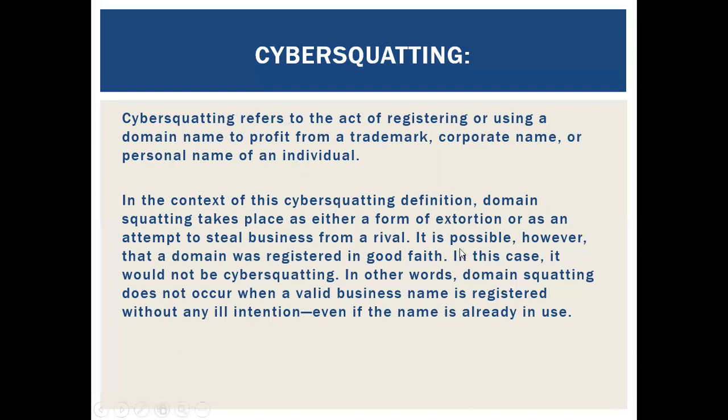It is possible, however, that a domain was registered in good faith. In this case, it would not be cyber squatting. If you registered it in good faith, it is not cyber squatting. In other words, domain squatting does not occur when a valid business name is registered without any ill intention, even if this name is already in use. That is not a part of cyber squatting.